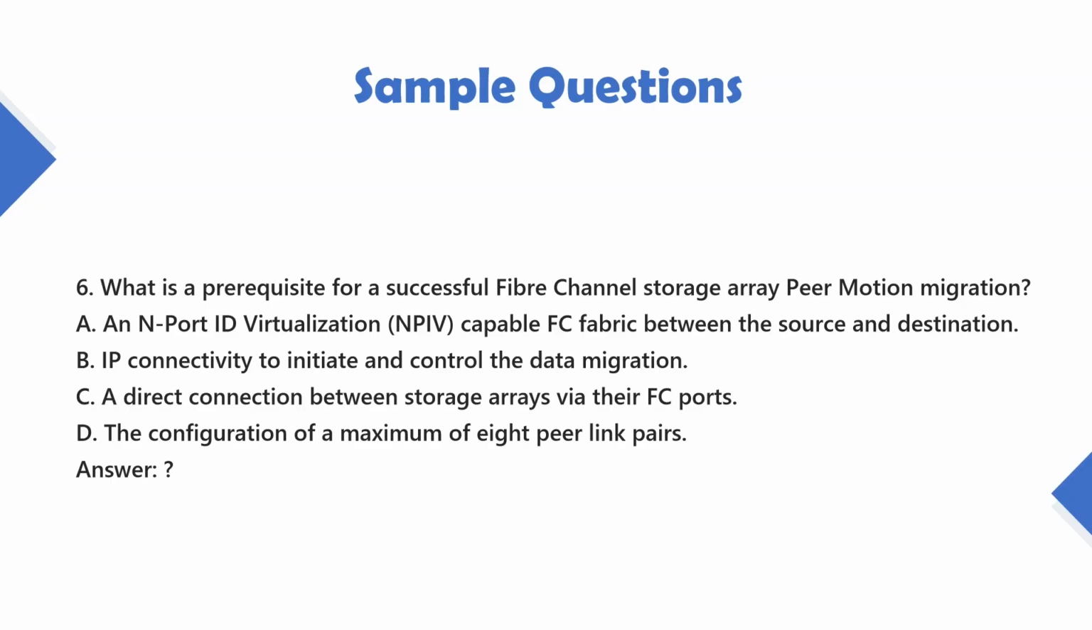6. What is a prerequisite for a successful Fibre Channel storage array Peer Motion migration? A. An N-port ID virtualization, NPIV, capable FC fabric between the source and destination. B. IP connectivity to initiate and control the data migration. C. A direct connection between storage arrays via their FC ports. D. The configuration of a maximum of 8 peer link pairs.